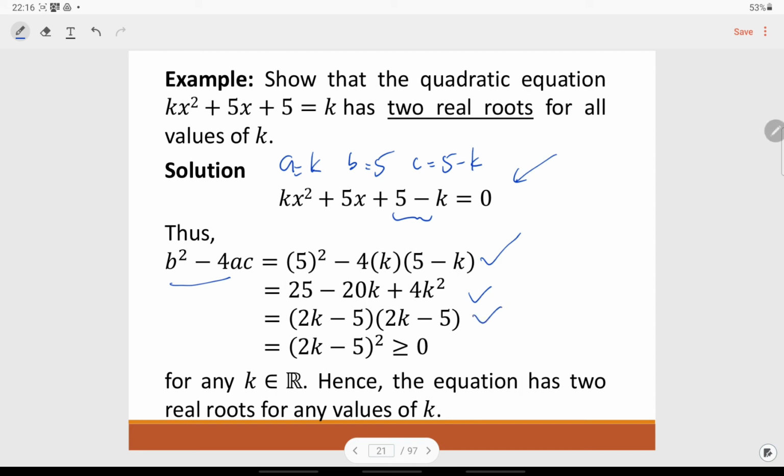So these two factors, because we have 2k minus 5, 2k minus 5, it becomes 2k minus 5 squared. Okay, because we have a square here, it doesn't matter if you replace k with any real number, it is always greater than or equal to 0. So what is our conclusion? The conclusion is the equation has two real roots for any value of k.